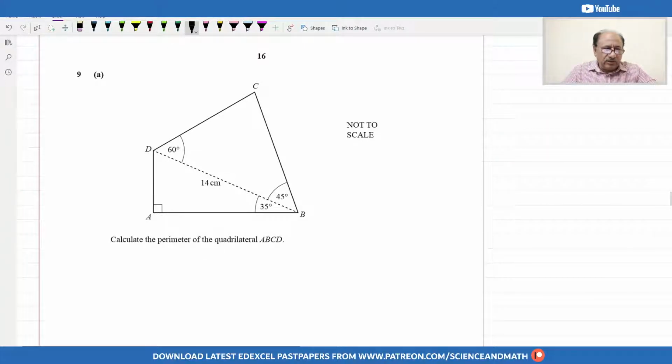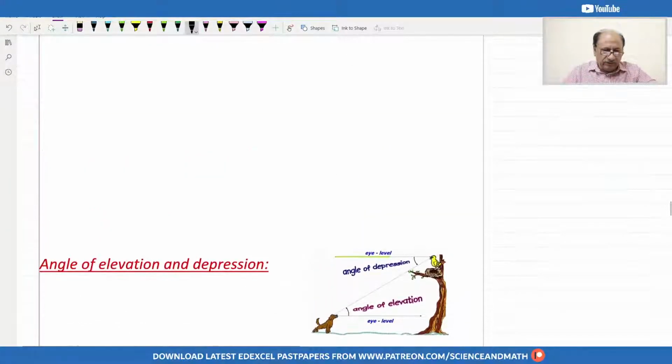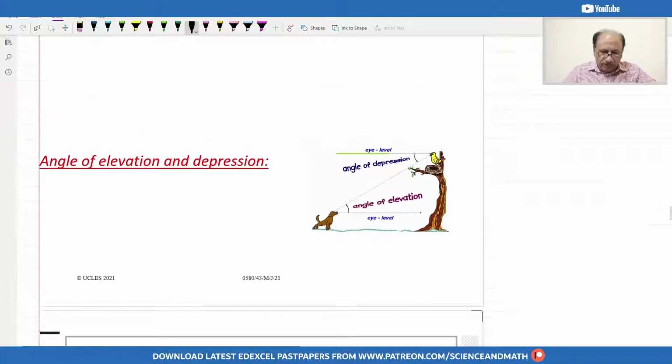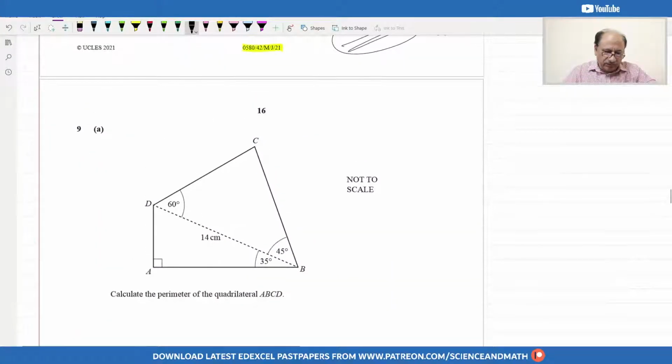Now question number 9, which is from 43 May June 21, and they're saying calculate the perimeter. So for the perimeter of the quadrilateral, we require all sides. They have not provided any side, so all sides we need to find. Only some information in terms of angles is provided, and this measurement is provided.